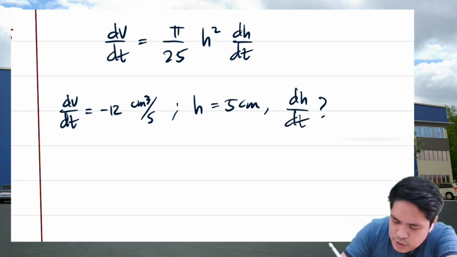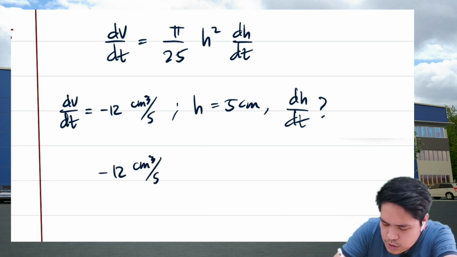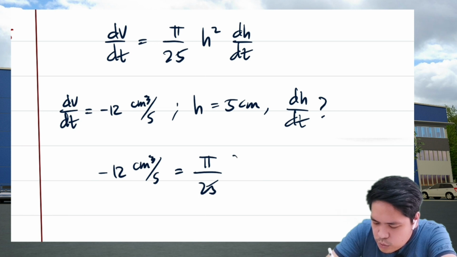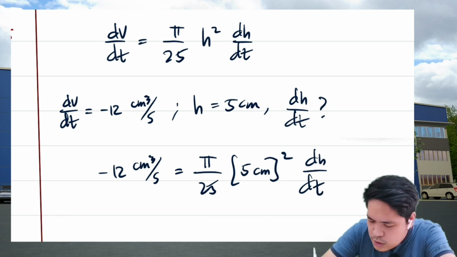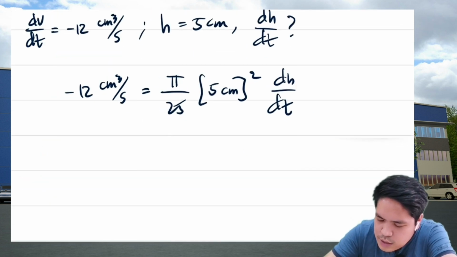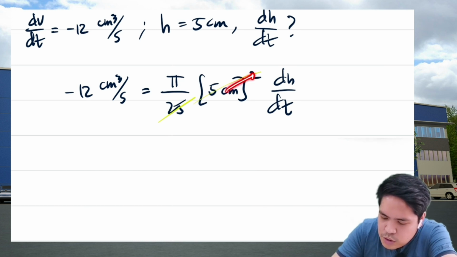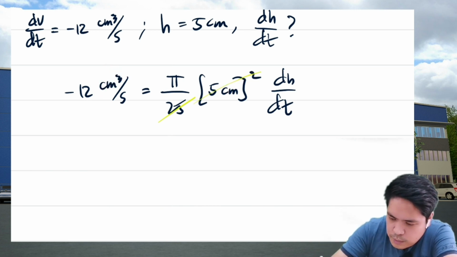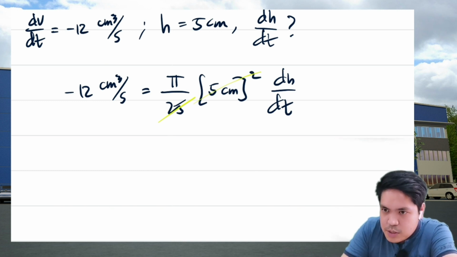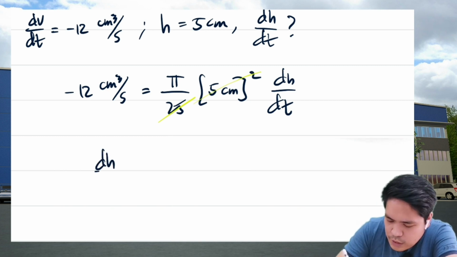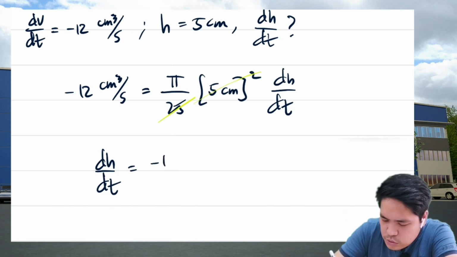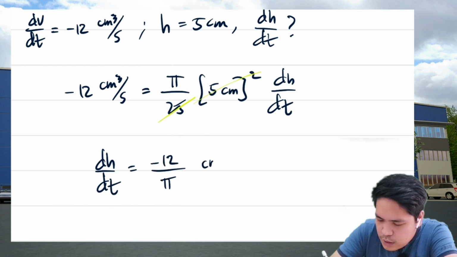So, we just need to substitute. We'll have negative 12 cubic centimeters per second equal to pi over 25 times 5 centimeters squared times dh over dt. If you notice, we could just readily cancel this out. Okay? So, maka-cancel out din yung centimeter squared dito. Then, we'll be left with centimeters. So the unit would be centimeter per second, which is the unit of the rate of change of the height. So we have dh over dt equal to negative 12 over pi centimeter per second.